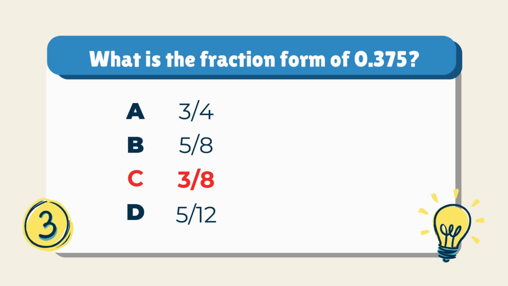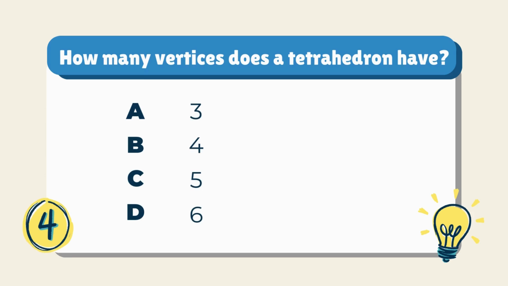Question number 4. How many vertices does a tetrahedron have? A. 3, B. 4, C. 5, D. 6. Your timer starts now. Time's up. The correct answer is letter B, 4.